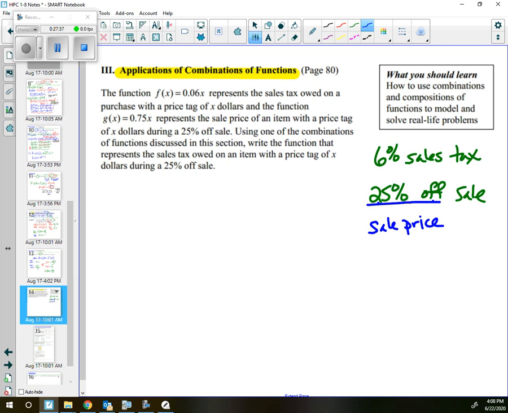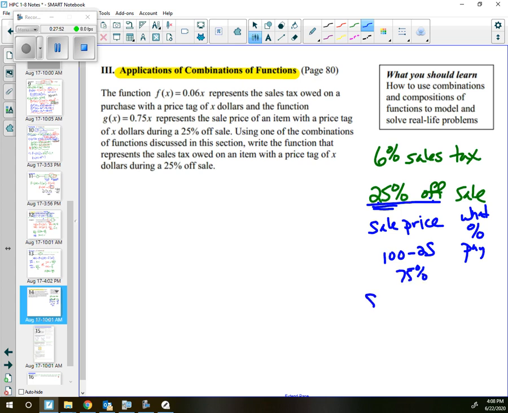So if it's 25% off, what percent do you pay? So what percent would you actually pay as your sale price? Well, if they're taking 25% off from the 100% of the original price, you'd be paying 75%.